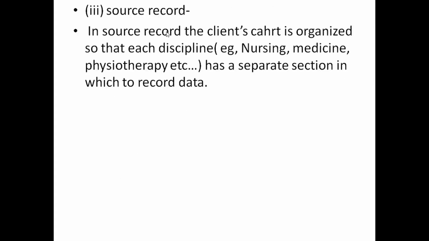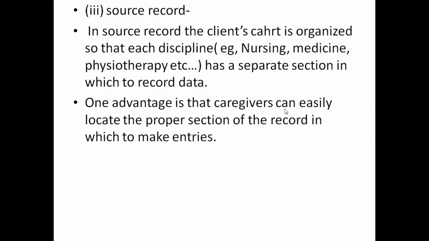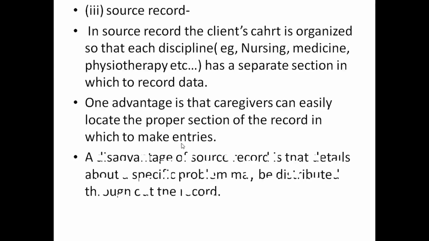Source record. Source record is the client chart. The client chart is organized so that each discipline, like nursing, medicine, therapy, etc., has a separate section which records data. One advantage is that caregivers can easily locate the proper section of the record in which to make entries. A disadvantage of the source record is that details about a specific problem may be distributed throughout the record.